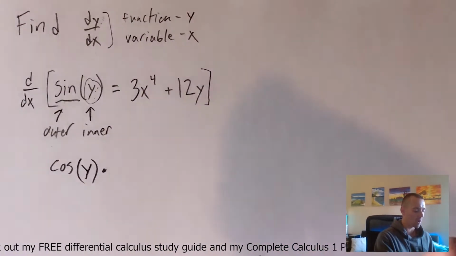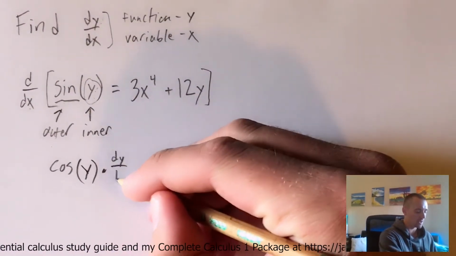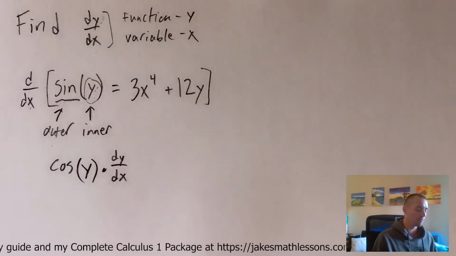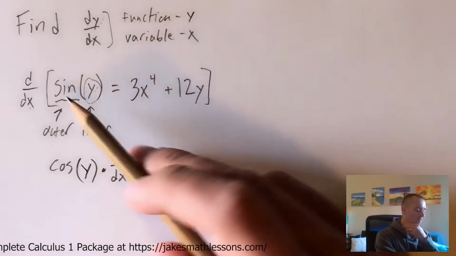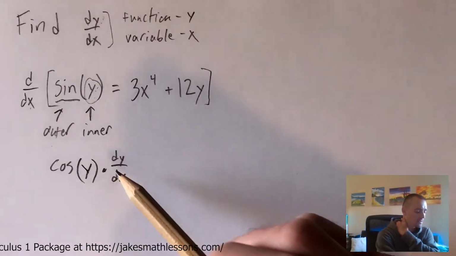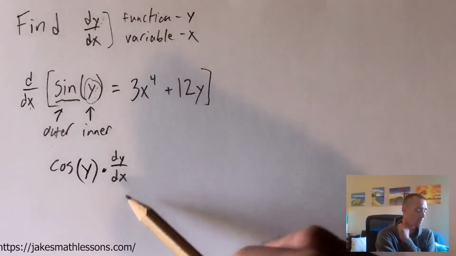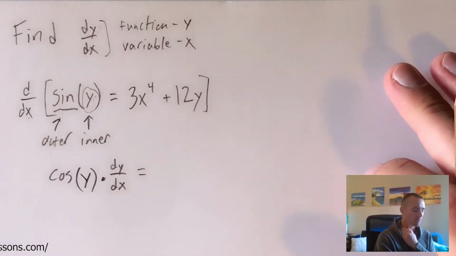So the derivative of y with respect to x is just dy dx. Since we don't know what y is, we can't know what the derivative of y is. But what we can do is just say that the derivative of y with respect to x is dy dx, which literally just means derivative of y with respect to x.